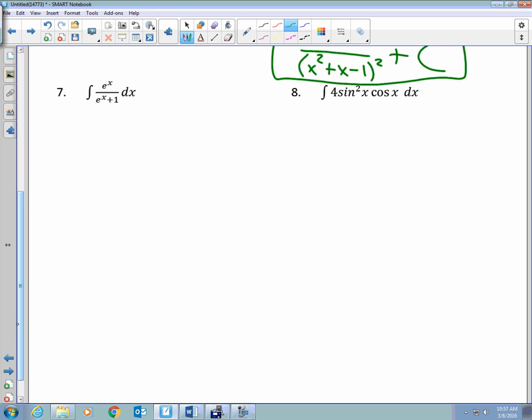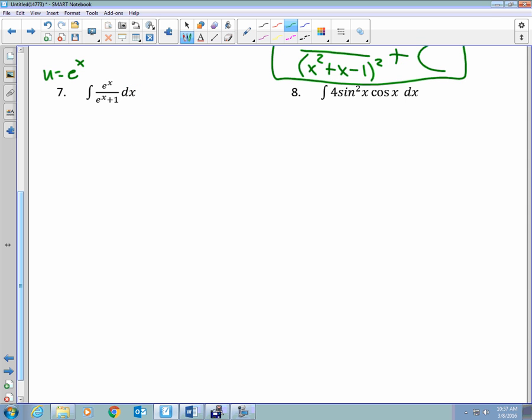Seven. Integral e to the x over e to the x plus 1. You might be tempted to say that u would be e to the x. You could try that. All that will change is that you have e to the u over e to the u plus 1. And it's really the same problem.